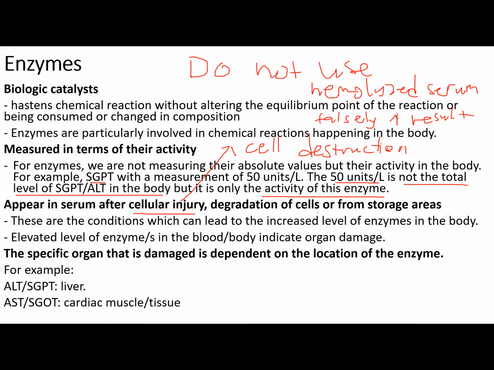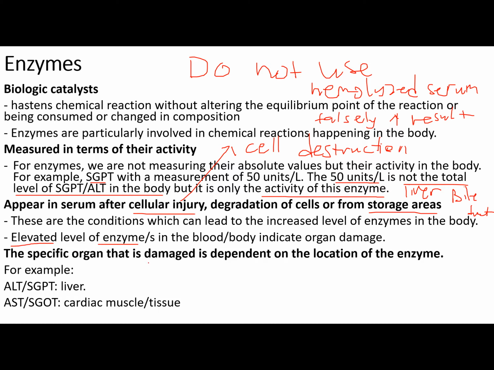Then, enzymes would also appear in the degradation of cells or from storage areas. When we talk about storage areas class, these are where certain substances are stored in the body, such as the bile duct, and so on. Now, these are the conditions which would lead to the increased level of enzymes in the body. Elevated level of enzymes in the body would indicate organ damage. So let's say, class, in your body there would be cellular injury, there's a degradation of cell, your storage organ is injured or damaged. It would lead to an elevated level of enzymes.